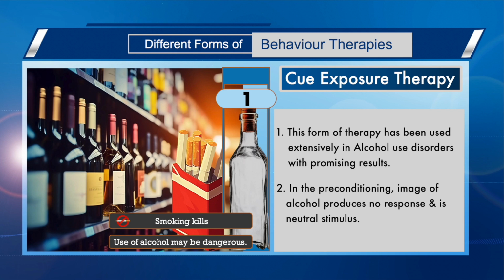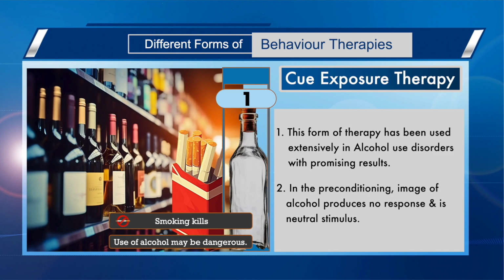In the preconditioning phase, the image of alcohol produces no response and is a neutral stimulus. During the conditioning phase, the image of an alcohol bottle is associated with the unconditioned stimulus and produces a favorable response. In post conditioning, only the image of alcohol is sufficient to elicit the response.